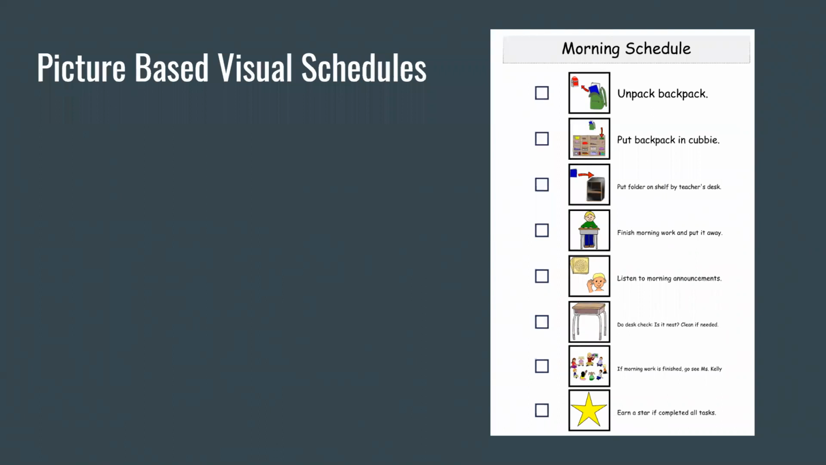And so here's just a real simple one that was made in Lesson Pix as a checklist calendar for a younger student to tell them exactly what they need to do so that they can be more independent. So in the morning they're going to unpack, put their backpack in a cubby, put the folder on the shelf, finish the morning work and put it away, listen to the announcements. They're going to do a desk check, all of that. So again, take them step by step through the tasks that they need to do so they can have that task completion. So again, using visual schedules.